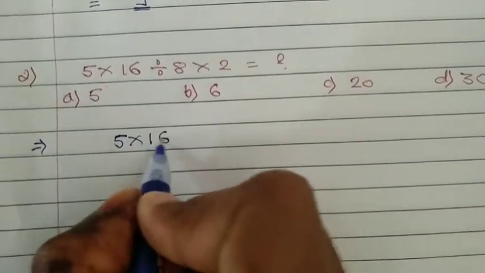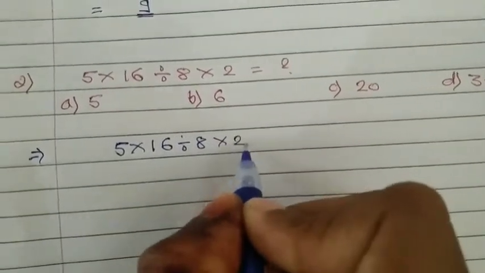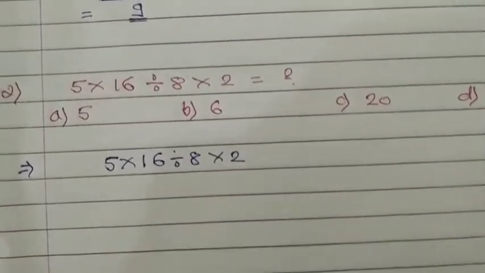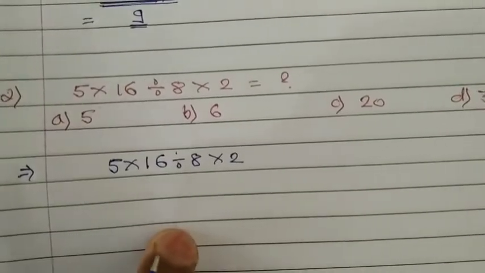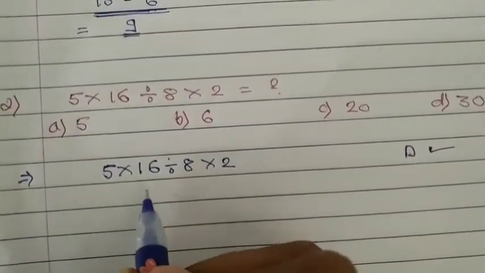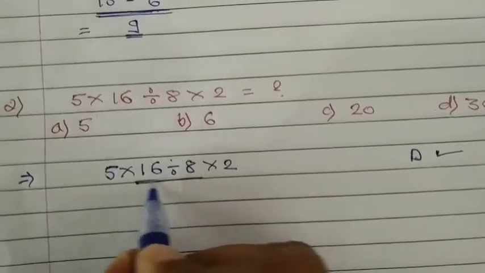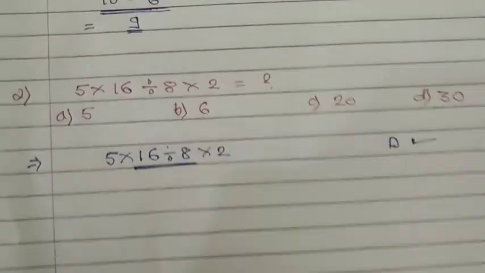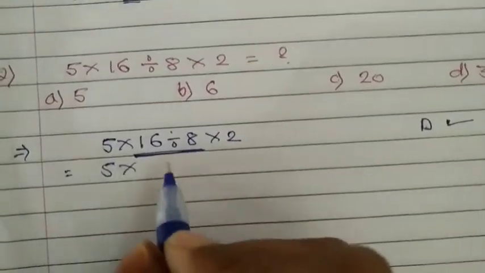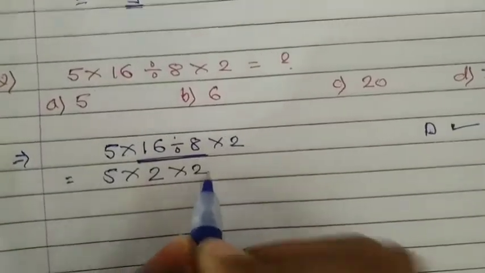5 multiplied by 16 divided by 8 multiplied by 2. So simple, follow the BODMAS rule. Bracket is there, no. Of is there, no. Then division. When any operations performed between only two numbers, 16 by 8, how much? 2. Then multiplied by 2.